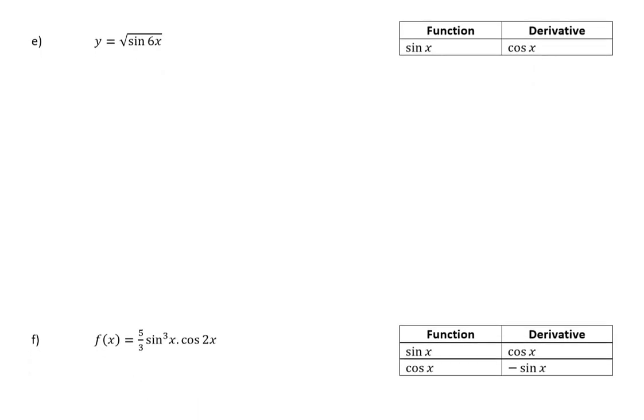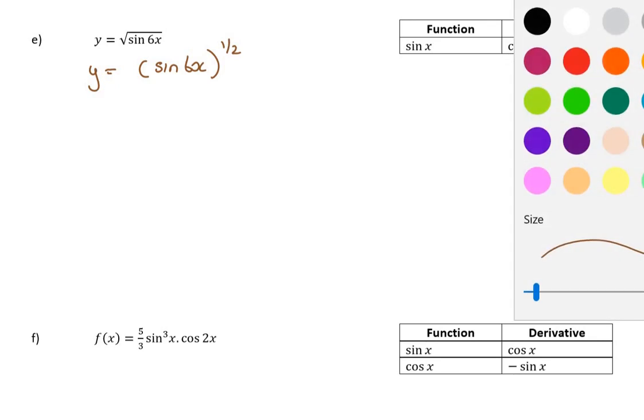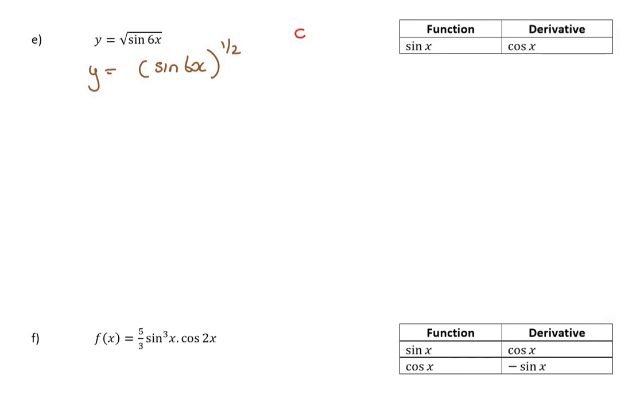Okay, let's try question E. Okay, in question E, again, I would rewrite y with this sine 6x to the power of a half, just because it's easier to see. Now, I think this is going to be a chain rule within a chain rule, very similar to the one we did 2 examples ago. So this is a chain rule within a chain rule.